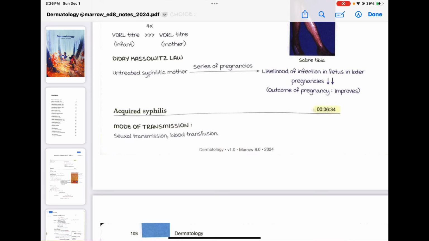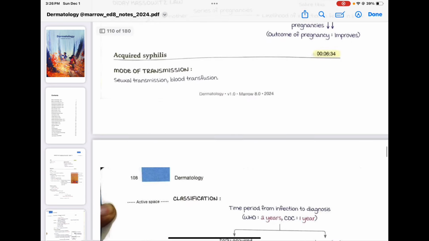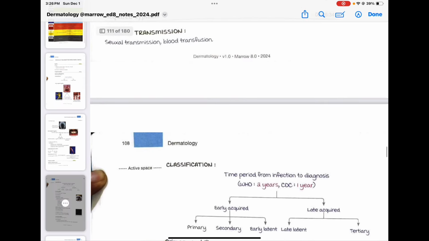Sometimes people don't know they are sick because of low education and resources, stuff like that. Acquired syphilis, mode of transmission: sexual transmission and blood transmission, very easy to remember.